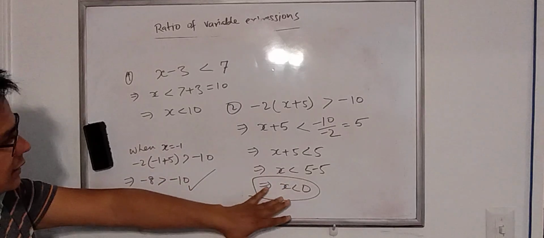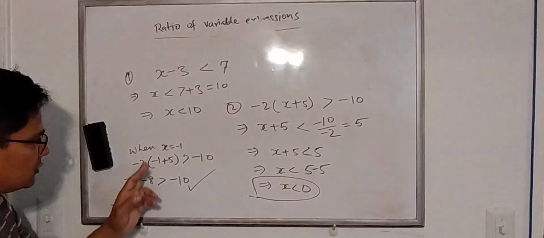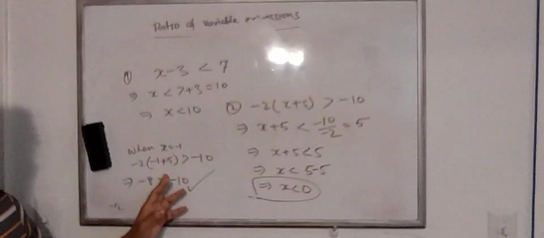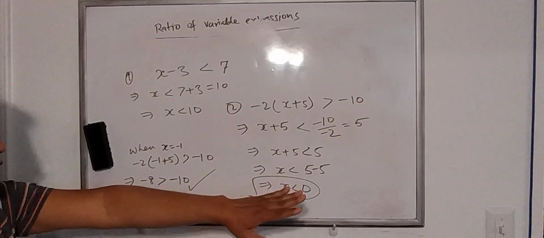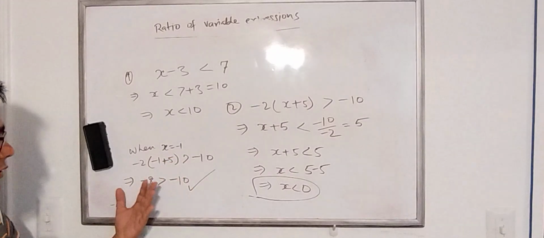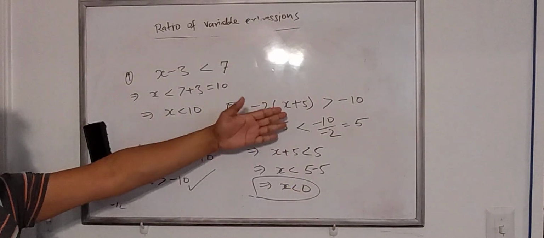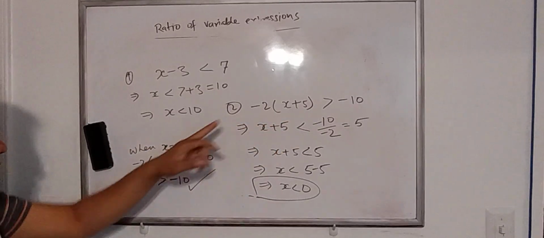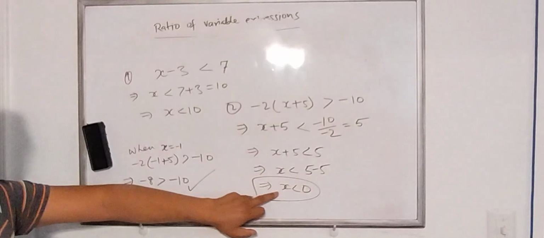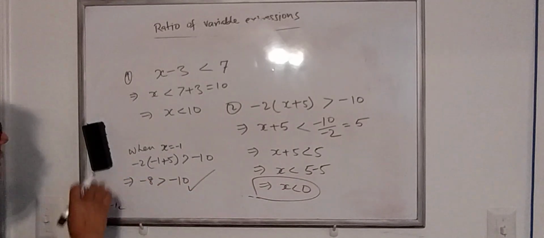So you solve this equation. If you want to check whether you got the correct answer or not, you can try some values the way we did here. Since it was x less than 0, we tried x equal to 1 and x equal to -1, and we saw that when we have a value greater than 0, this inequality does not hold. When we have x less than 0, this inequality holds. That means our solution is correct. So this is one example.